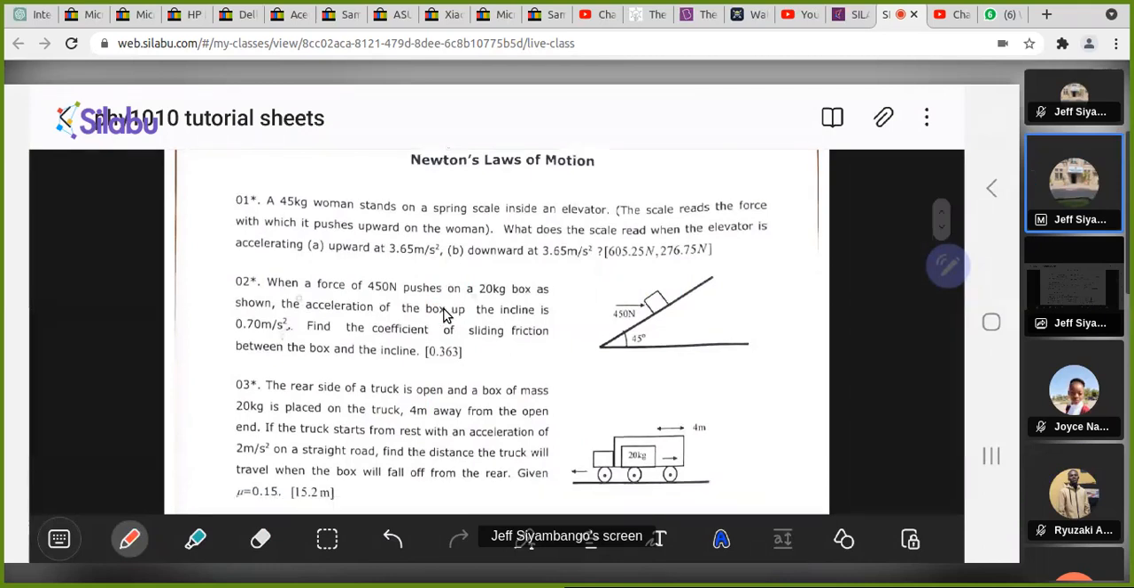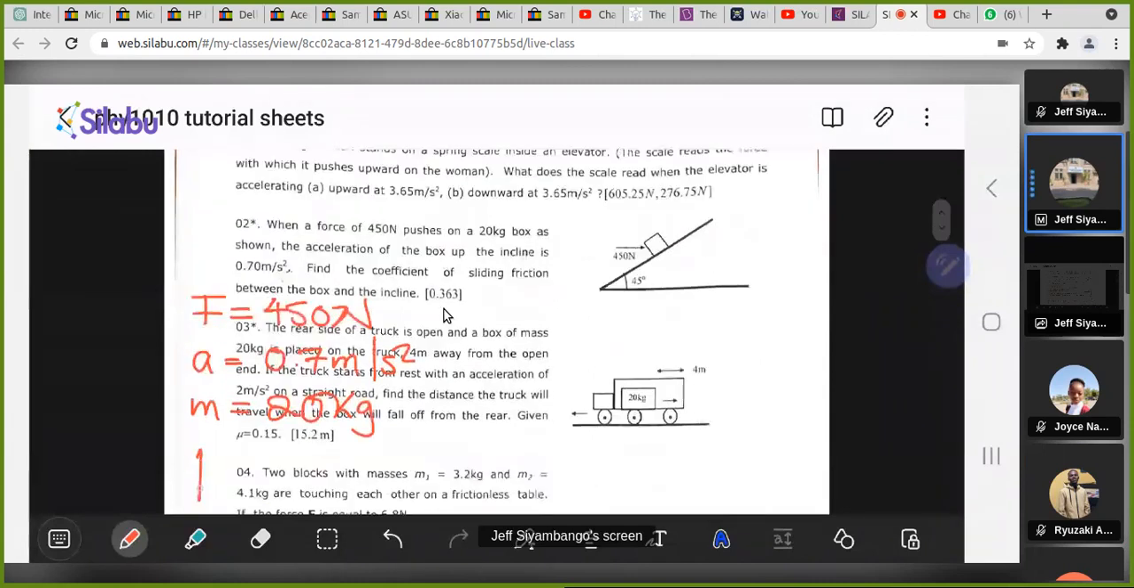When a force of 450 Newton pushes a 20 kg box, as shown, the acceleration of the box up the inclined plane is given as this. So we have the force F, 450 Newtons. We have the acceleration, 0.7. We have the mass of this object, 20 kgs. What are they saying? Find the coefficient. We're looking for the coefficient here, the coefficient of friction. And the answer that they're asking us to match is 0.363. Will we be able to get this answer or not?